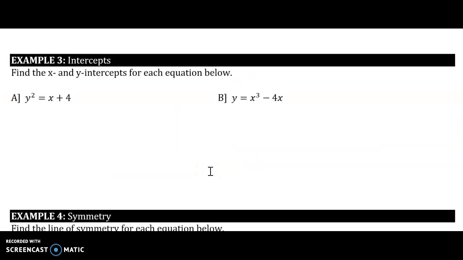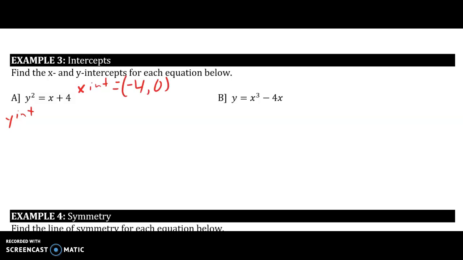Okay, find the x and y intercepts for each of these problems. So the x-intercept, y-intercept. How do I find the x-intercept? Plug in 0 for y and resolve. So it's 0 equals x plus 4, so the x-intercept is -4, comma 0.